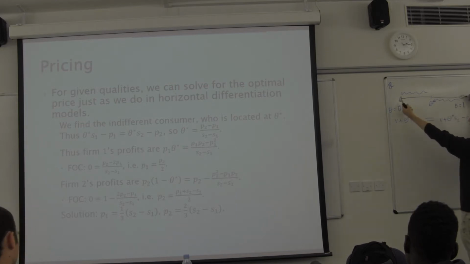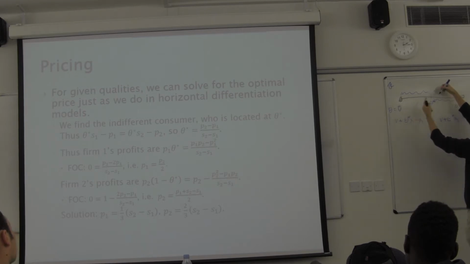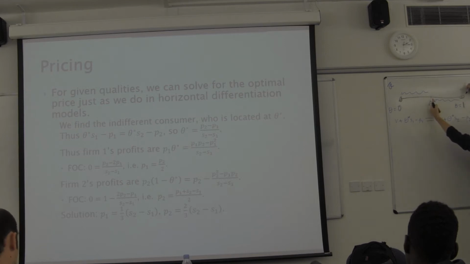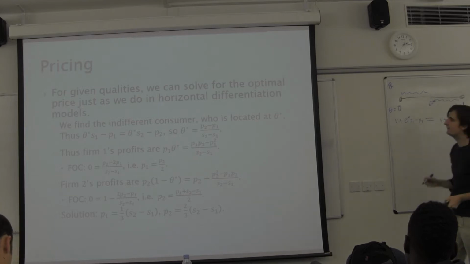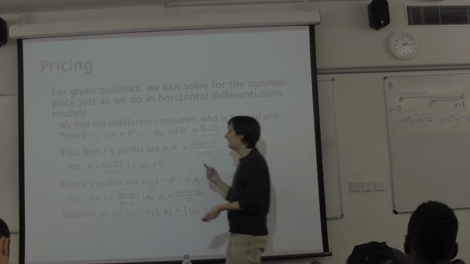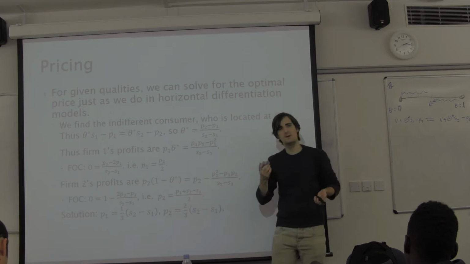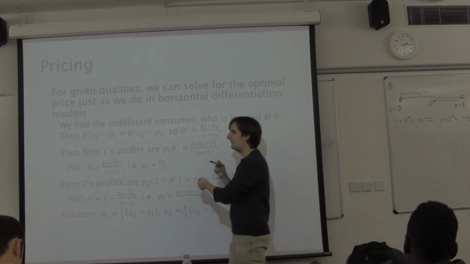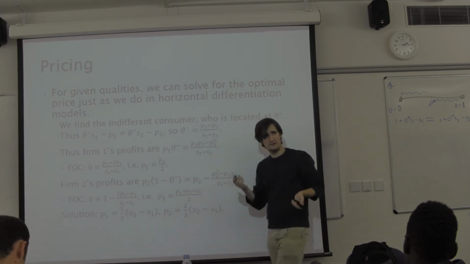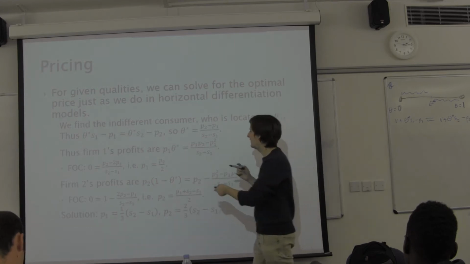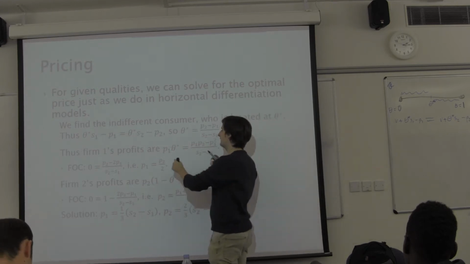Okay, so if this whole distance is 1, then the number of people buying from the low quality firm is going to be theta star, and the number of people buying from the high quality firm is going to be 1 minus theta star. So it's everyone else. So once you know this, you can work out the profits of the two firms. They have 0 costs, these two firms. So profits are just going to be price times quantity.